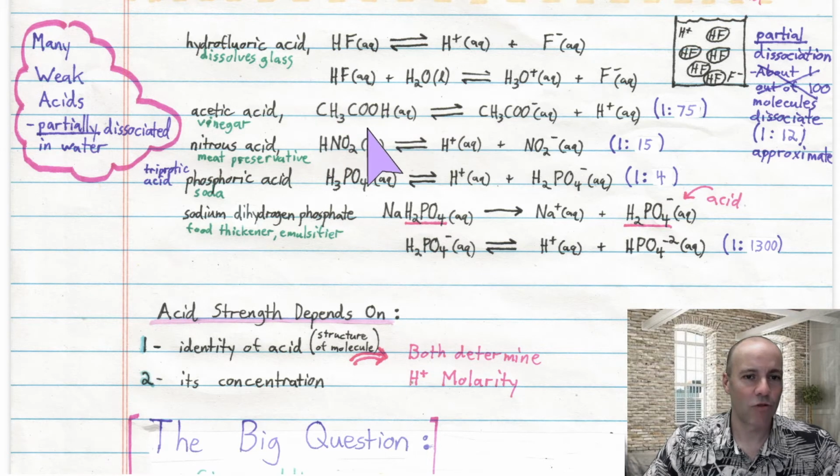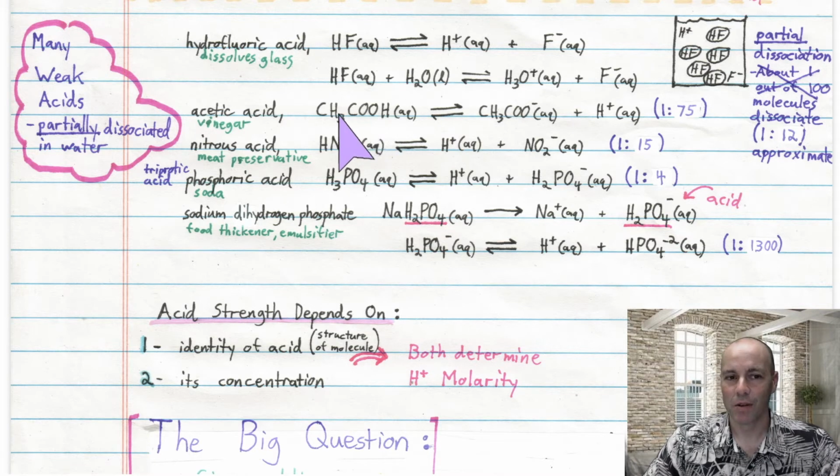CH3COOH. So lots of hydrogens in here, but it's this one right there that's attached to oxygen that dissociates from the molecule. Those are attached to carbon, and they do not like to separate from carbon. Hydrogens that are attached to oxygen are easier to separate. So this will dissociate, and about 1 out of every 75 molecules dissociates. So in that respect, acetic acid is weaker than hydrofluoric acid, because only 1 out of every 75 give you protons. The more protons, the stronger the acid.